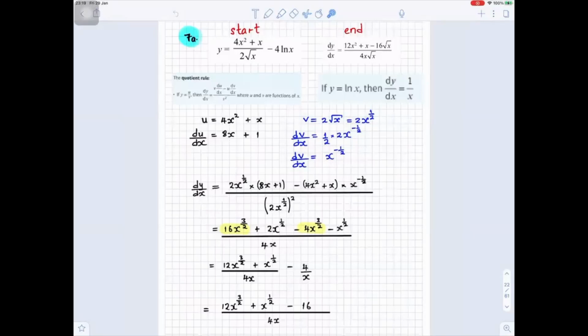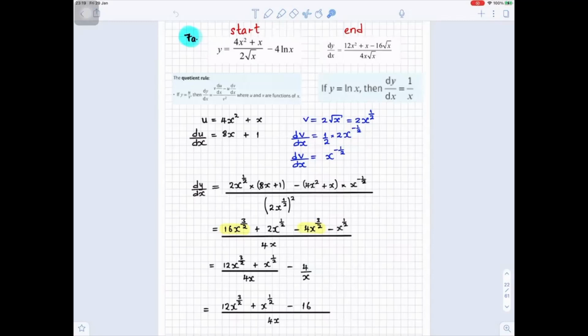And what we need to do now is differentiate 4 ln x. We just differentiate ln x and times by 4. When you differentiate ln x, you get 1 over x. So it's 4 times 1 over x. 4 times 1 over x is 4 over x. So minus 4 ln x, when you differentiate, it becomes 4 over x.